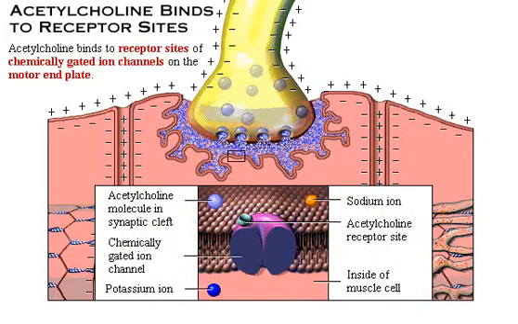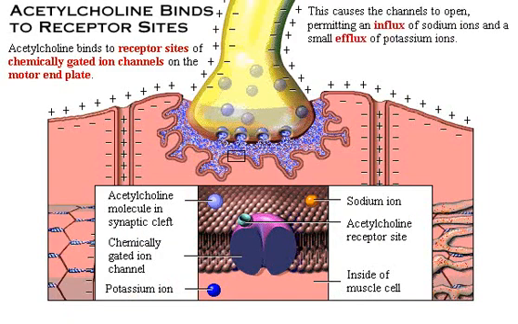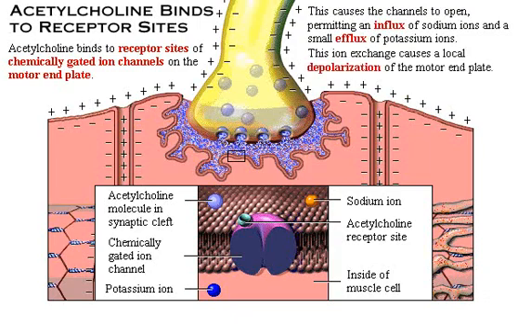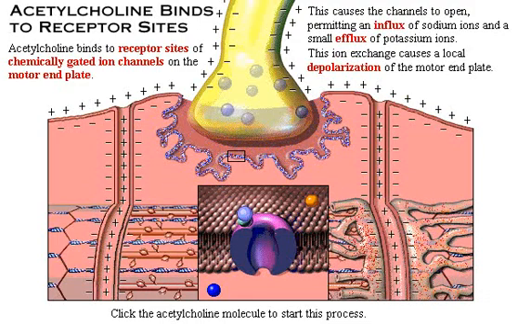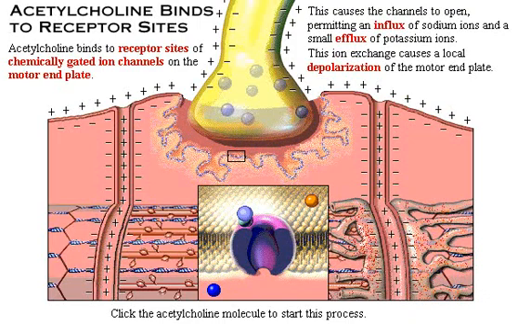Acetylcholine binds to receptor sites of chemically gated ion channels on the motor end plate. This causes the channels to open, permitting an influx of sodium ions and a small efflux of potassium ions. This ion exchange causes a local depolarization of the motor end plate, which will be indicated here as a glow. Click the acetylcholine molecule to start this process. Now the motor end plate is depolarized.